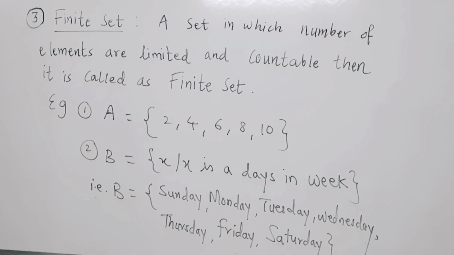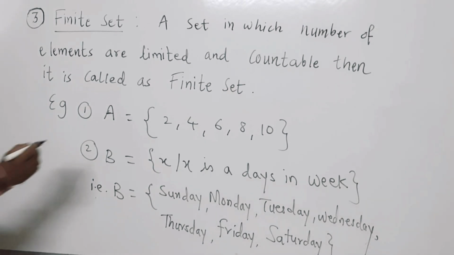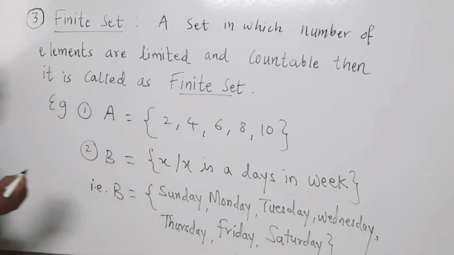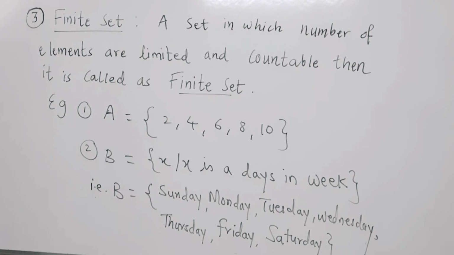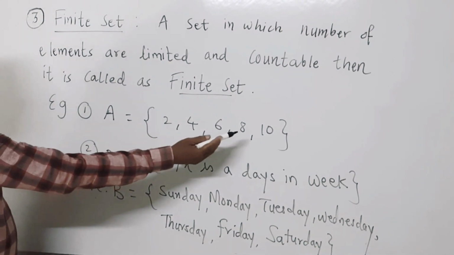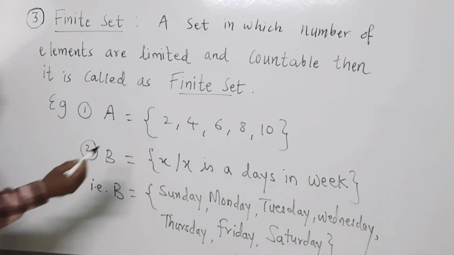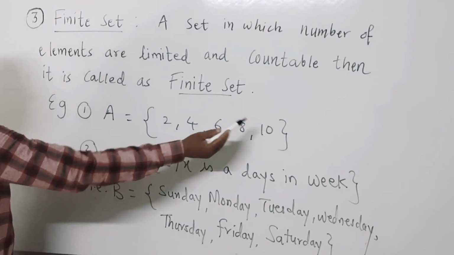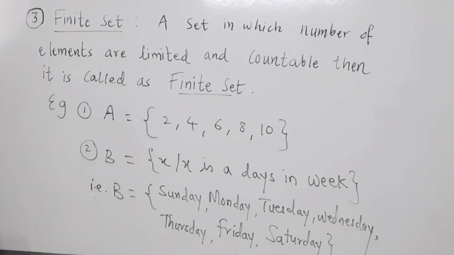Third type of set is finite set. A set in which the number of elements is limited or countable. A set in which we can count the elements, such a type of set is called a finite set. So for example, here set A, 2, 4, 6, 8, 10, multiples of 2. We can count the elements 1, 2, 3, 4, 5. So it is called a finite set.